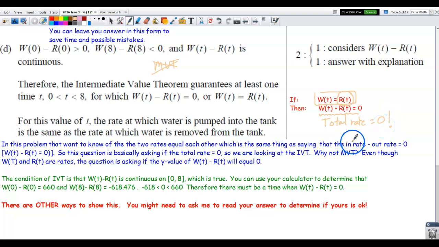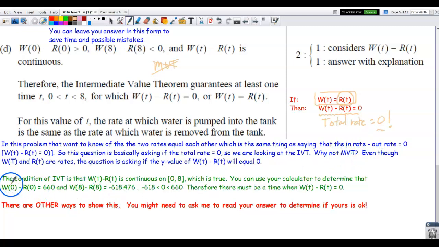So I'm asking if W(t) minus R(t) is equal to 0. Does the total rate equal a y value of 0? We're not taking the derivative of W(t) and R(t). They just happen to be rates. And we want to know if those rates ever equal a y value of 0. So that's why we're in the intermediate value theorem.